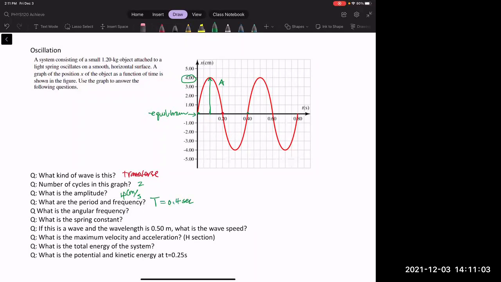The next is the frequency. The frequency is very simple. If you know the period, it is 1 over the period. So that will be the frequency that you try to find out. If you do that, that will be 2.5.